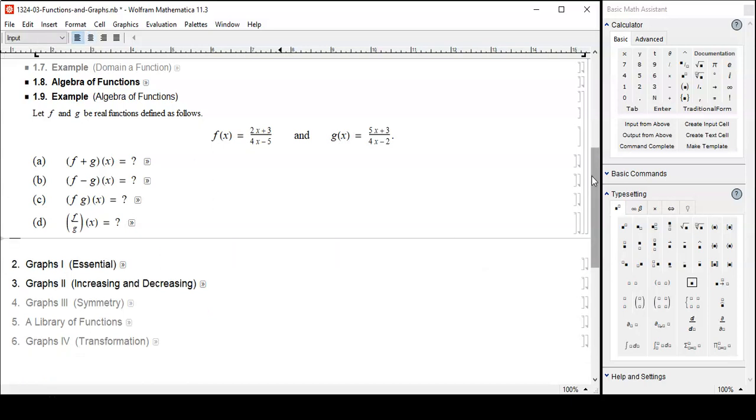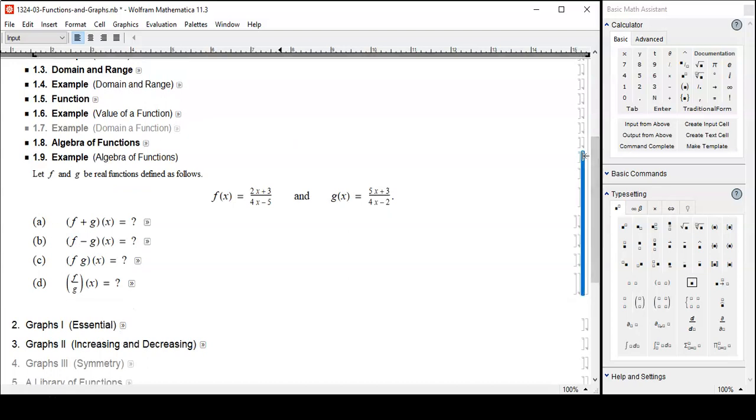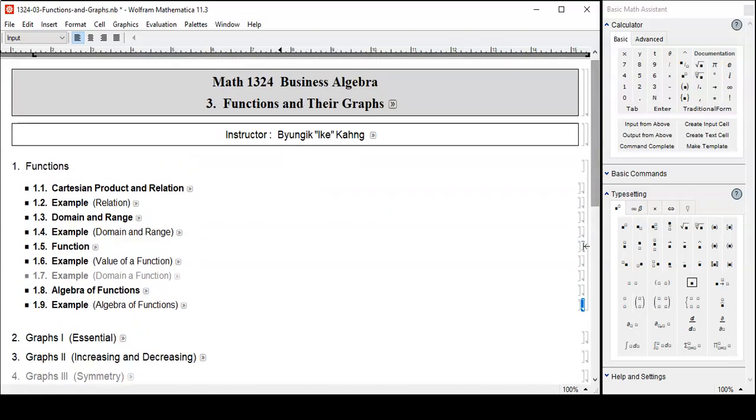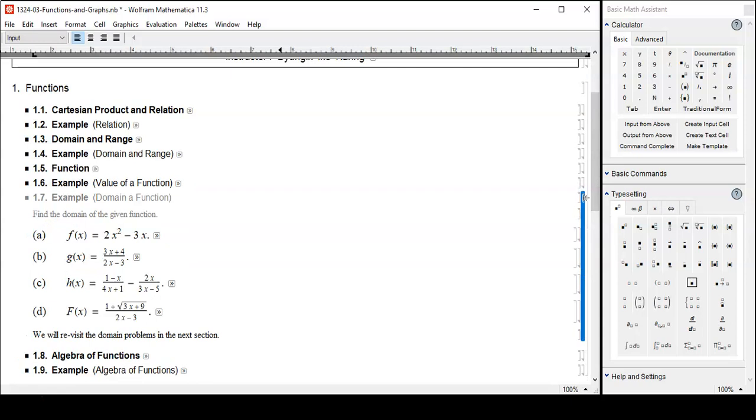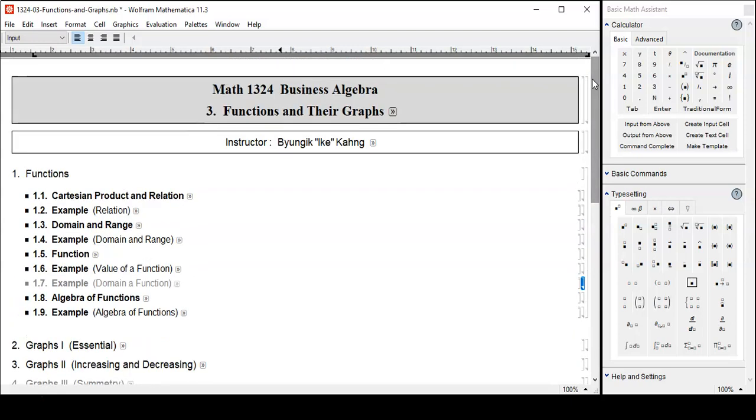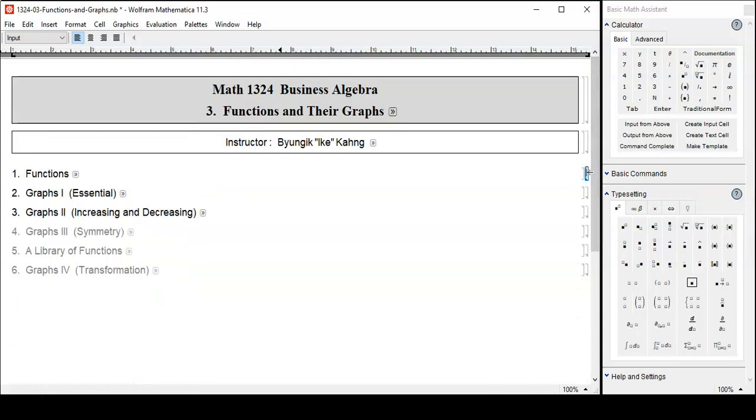So we did some algebra of functions as well. As for the domain problem, no, this is 1324, not STEM algebra. 1314, probably there I'm going to cover it, but not here. So I'll say section 1 is now finally done, and we're going to go over to sections 2 and 3 in separate videos.